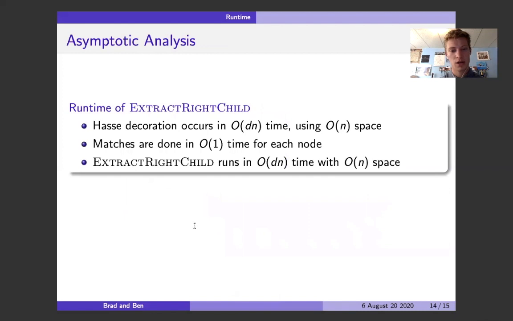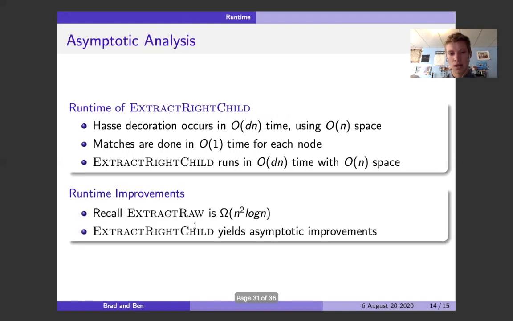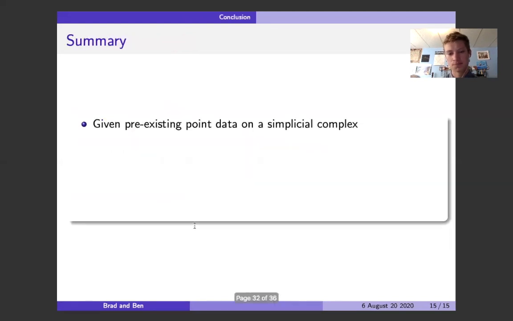And then for an idea of the runtime, this Hasse decoration step occurs in big O of dn time using O of n space, where d is the dimension of the Hasse diagram and n is the total number of simplices in the Hasse diagram, every node. And then all of the matches are just going to occur in constant time operations since we've stored all of that data initially. So it's going to run in big O of dn time with O of n space. And you'll recall from before that this is going to be a nice time complexity improvement on ExtractRaw, which we show is lower bounded by omega of n squared log n.